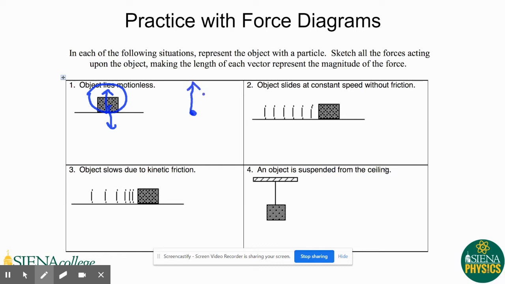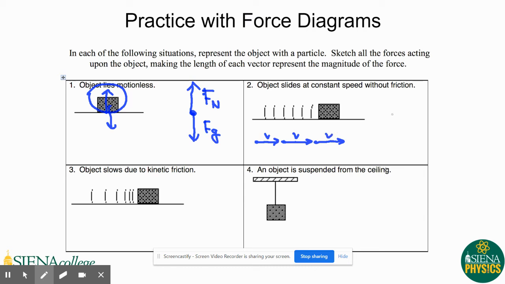So this is the force of the normal, and I'm going to have the force of gravity here. And there's no forces in the x direction, so my net force is 0 and no acceleration. This is an object that slides at constant speed without friction. So if I think about my motion map, I should have something that looks like this, where all of my velocity vectors are equal.